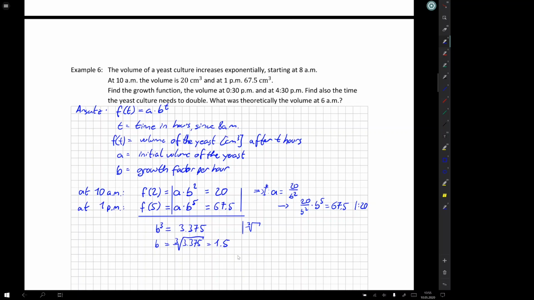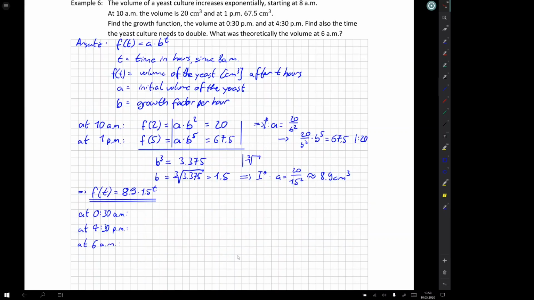So what we need also to find now is the a. Let's insert that into 1 star, what we found. So a is 20 divided by 1.5 squared, so approximately 8.9 cubic centimeters. So our growth function is, by inserting our a and b in the ansatz, 8.9 times 1.5 to the power of t. That's f of t.